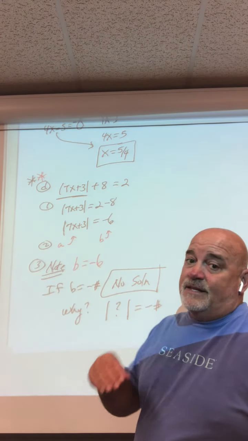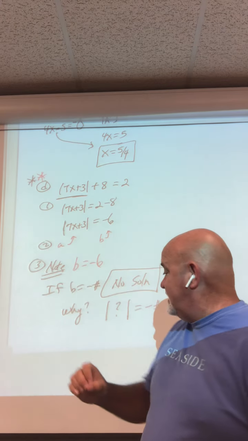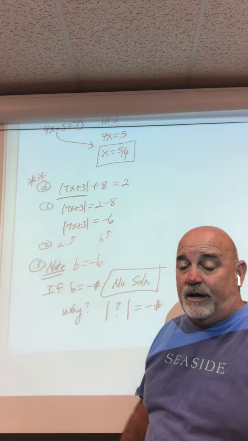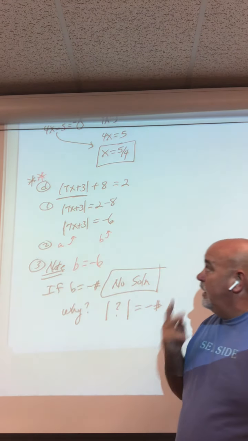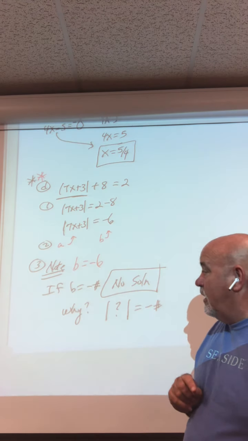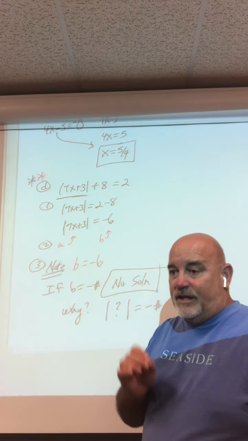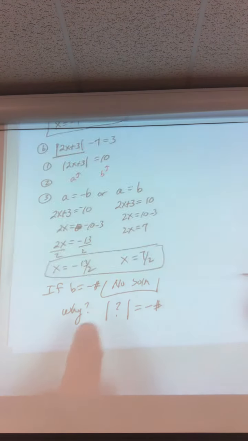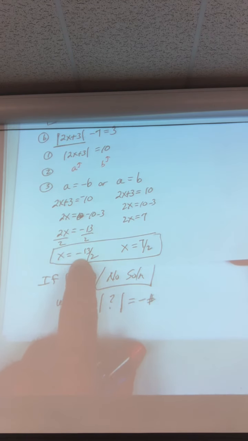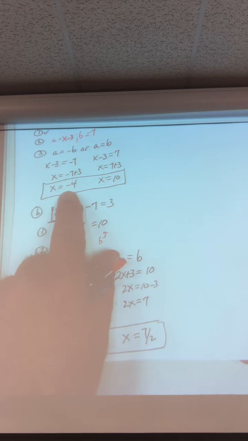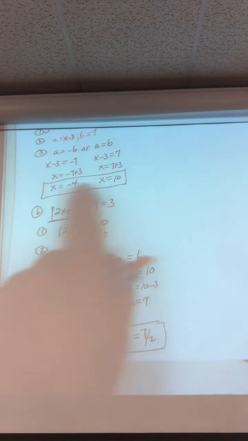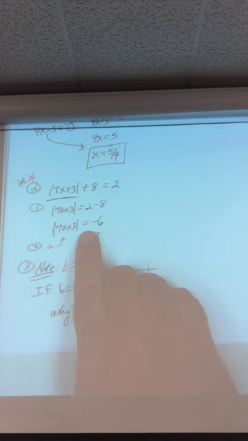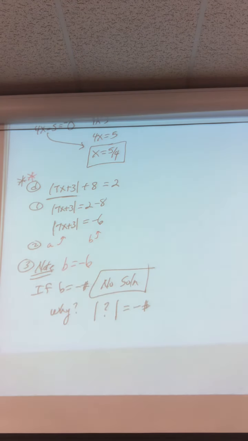Now, if B is 0, you get one answer. If B is negative, you get no solution. If B is positive, like it was in the first 3, then you get 2 answers. Now, 2 things I want to caution you about. First, I did not say your answers can't be negative. Look back at example B, right here. Did we get a negative answer? Yes, we did. Look at A. Did we get a negative answer? Yes. You can get negative answers. What can't happen is absolute value can't equal a negative. So if B is negative, there's no solution.